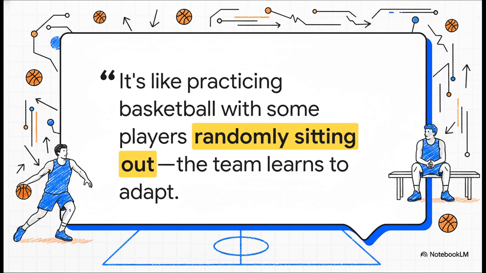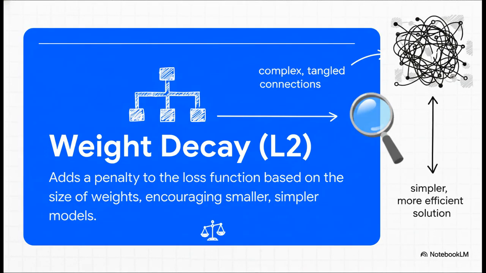Dropout does the exact same thing for our AI. It forces the whole network to become more resilient and less dependent on any single star neuron. Next up, we have weight decay. This one is all about encouraging simplicity and elegance.